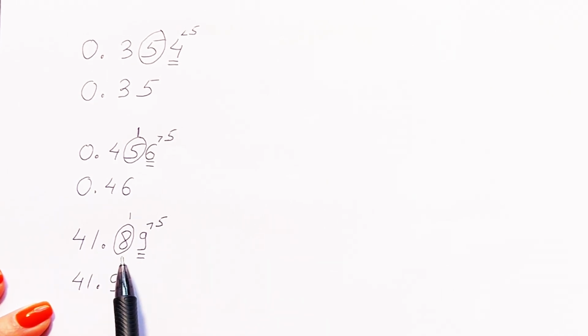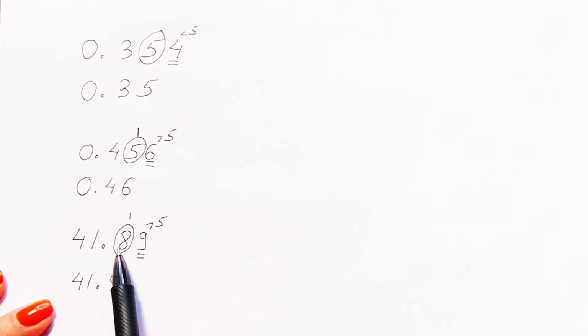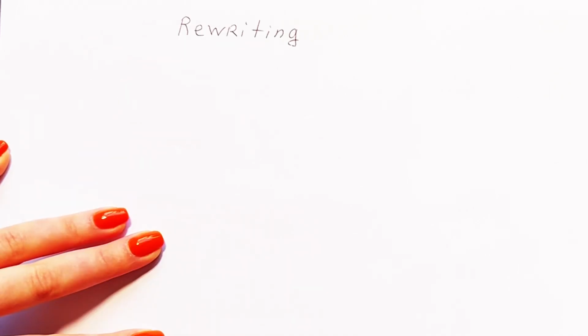Here, 41 and 89 hundredths. We're gonna round it to the nearest tens place. The next digit is greater than 5. It means we are rounding it up. It means 8 is gonna become 9. 41 and 9 tenths.